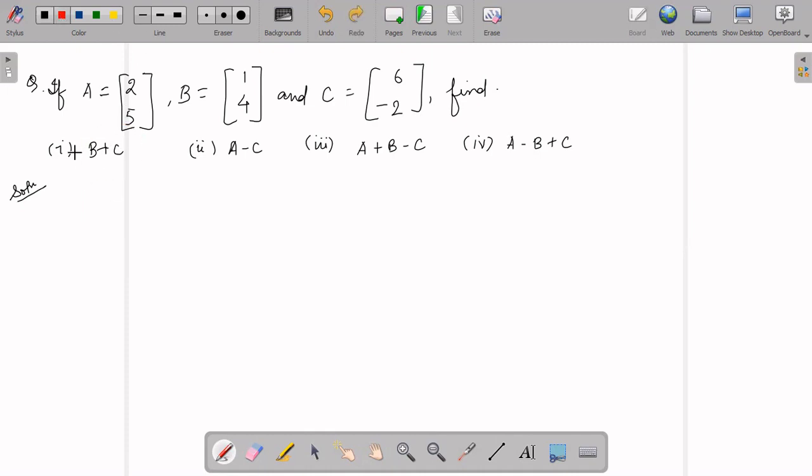Now, in the very previous lecture where I taught you how we add two matrices, I told you that matrix addition is only possible if both of the matrices have the same order. So if I have to add B and C, then I have to first check whether matrix B and matrix C have the same order or not. Yes, of course they have the same order. B has the order 2 cross 1. C also has the order 2 cross 1.